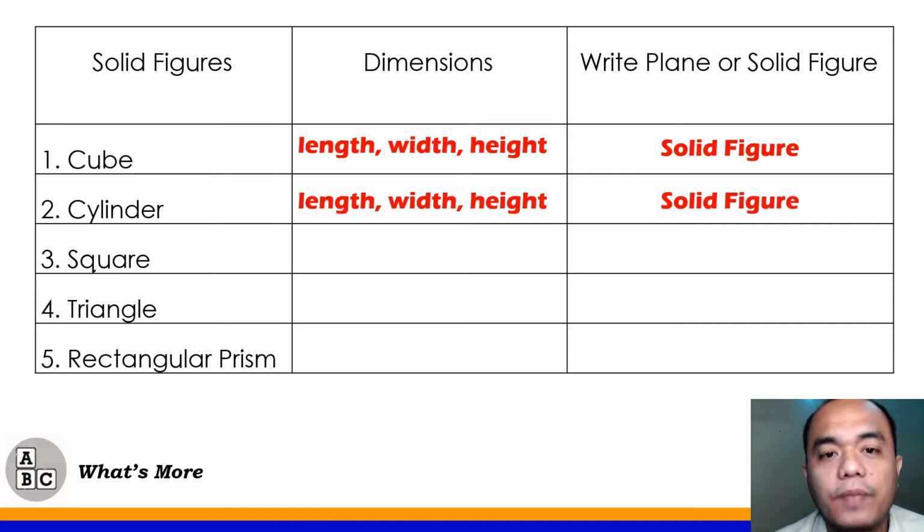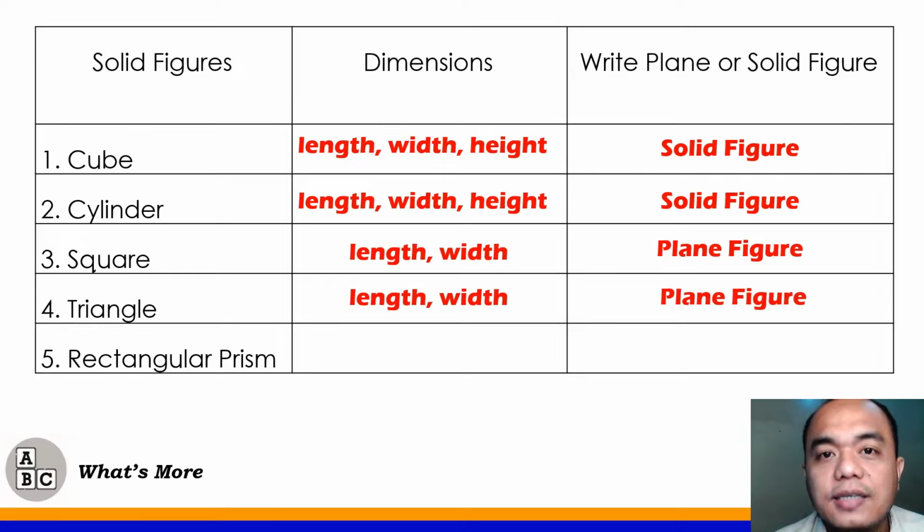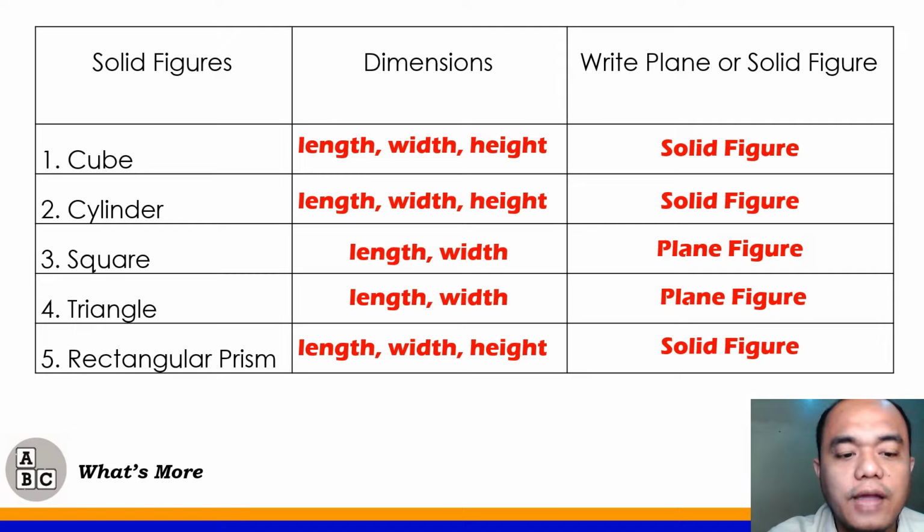Next, we have the square. What are the dimensions of square? Yes, we have the length and the width. So obviously, square is a two-dimensional figure. And two-dimensional figure is a plane figure. Triangle. Triangle has length and width also. And it is a plane figure. Let's have the rectangular prism. Rectangular prism has length, width, and height. Yes, of course. Obviously, rectangular prism is a solid figure.